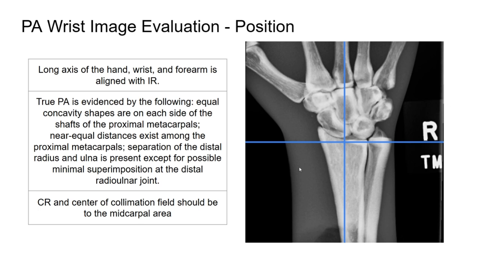Now for CR and centering, the center of your CR and the center of your collimation field should be in the midcarpal area, so it should be up here. We're about an inch too inferior. So if we just go up about an inch, we'll be around exactly where you need to be.